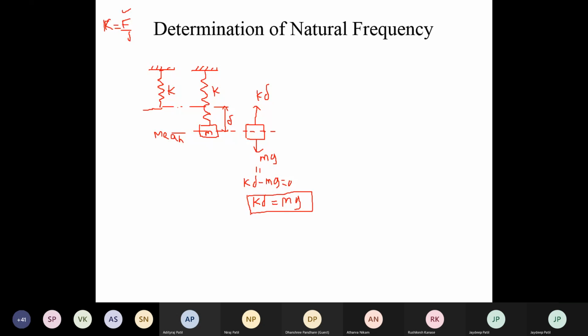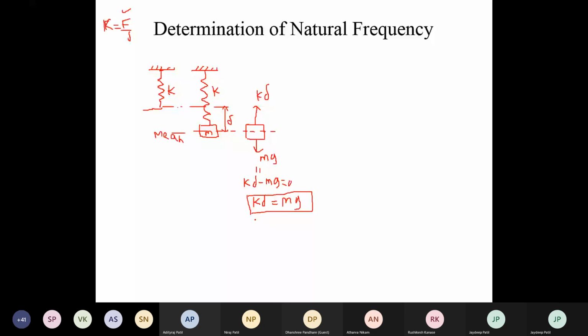This means at the initial or mean position, when we add the mass at the end of the spring, it gets deflected by a distance delta. At the same time, the gravitational force acting on the body is mg, and the spring force and the gravitational force are the same in that case. You have to consider the mean position: the position when the weight is added at the end of the spring is the mean position.